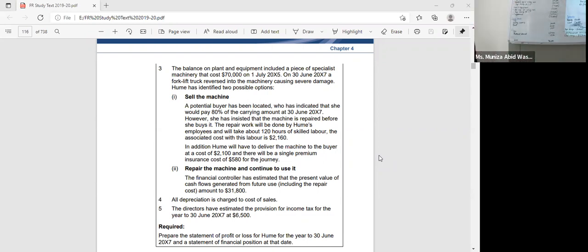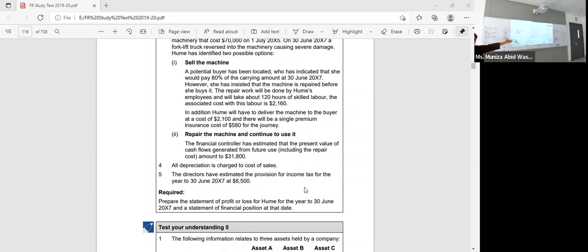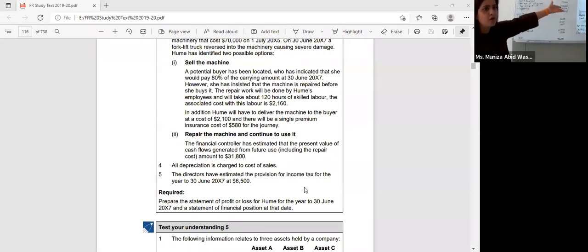All depreciation is charged to the cost of sales. Now, one more thing they have told us is that depreciation should be charged to the cost of sales. So in the examination, be careful because we have already written depreciation expense in our indirect expenses, but they are telling that you have to charge it to the cost of sales. It will not be affecting your final answer. Your final answer will be accurate, but recognition has to be done in the cost of sales.